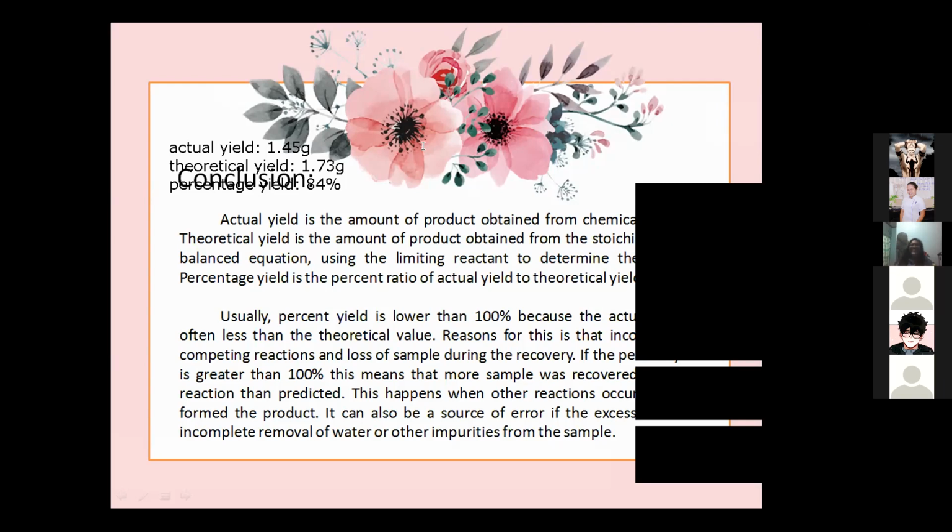The actual yield is often less than the theoretical yield. So it says here that the actual yield should be less than the theoretical yield. So, check, 1.45 grams is lower than the theoretical yield. So, check. That's all.